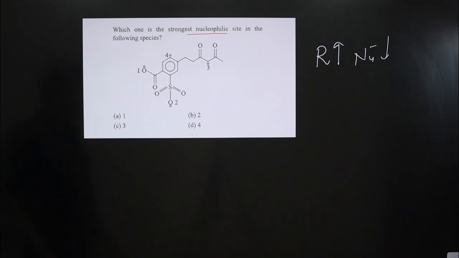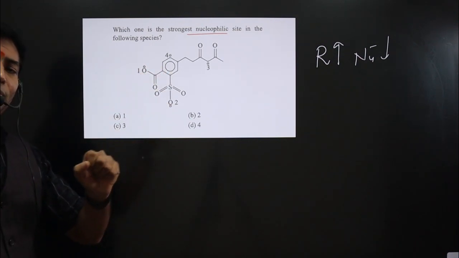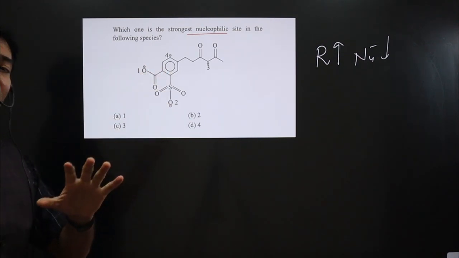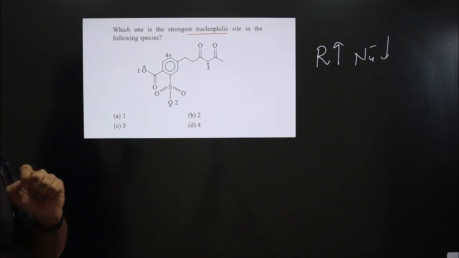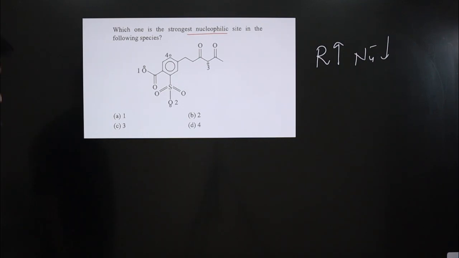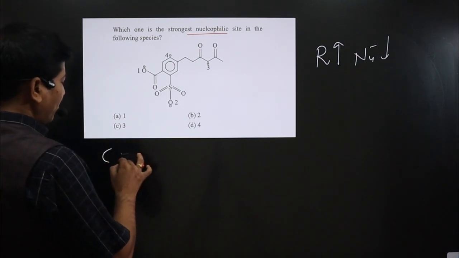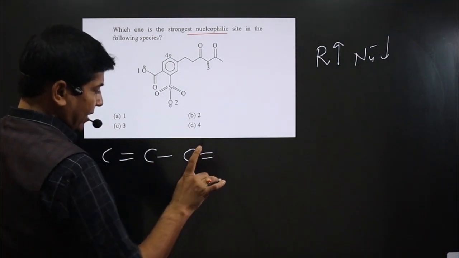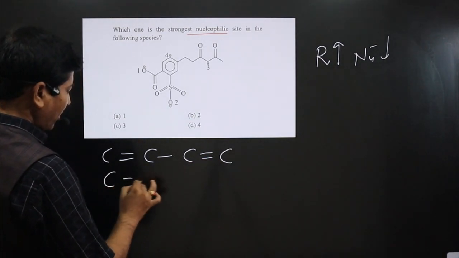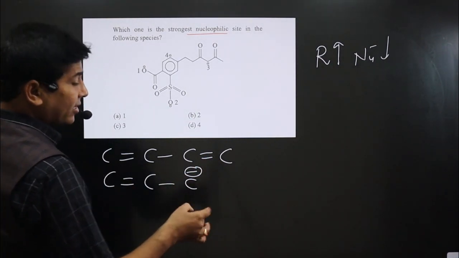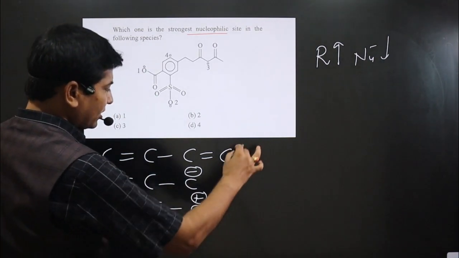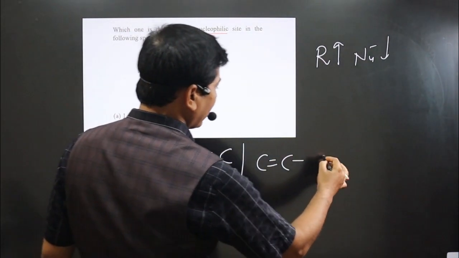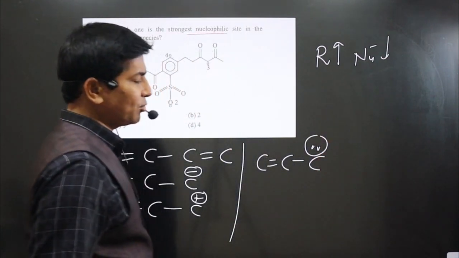Now pay attention carefully. How should we identify where we have the resonance? If a conjugated system is there, then resonance will be there. We identify the conjugated system. There are 4 types of conjugated systems. If double bond, single bond, double bond is there, conjugated system. If you have double bond, single bond, and then negative charge, conjugated system. Double bond, single bond, positive charge, conjugated system. If we have double bond, single bond, and lone pair, it is also a conjugated system.